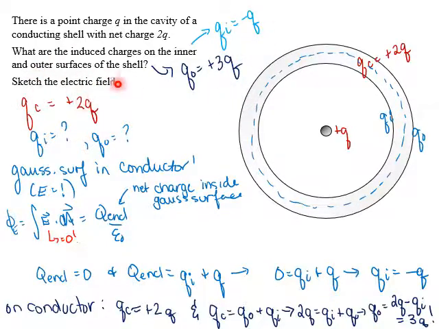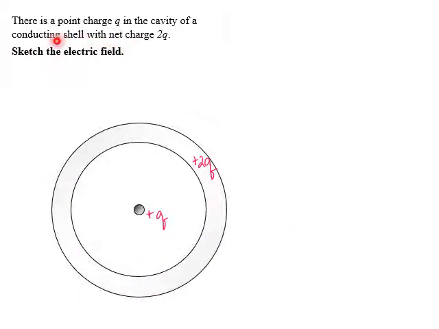Okay, next part, and I'm going to spill over onto the next slide to do this, is let's sketch the electric field. The next part of the problem is to sketch the electric field. So there are 3 areas to sketch the electric field: in the cavity where the point charge is sitting, in the conductor itself, and outside the conductor, so outside everything. So we've got in the cavity, conductor, and outside.